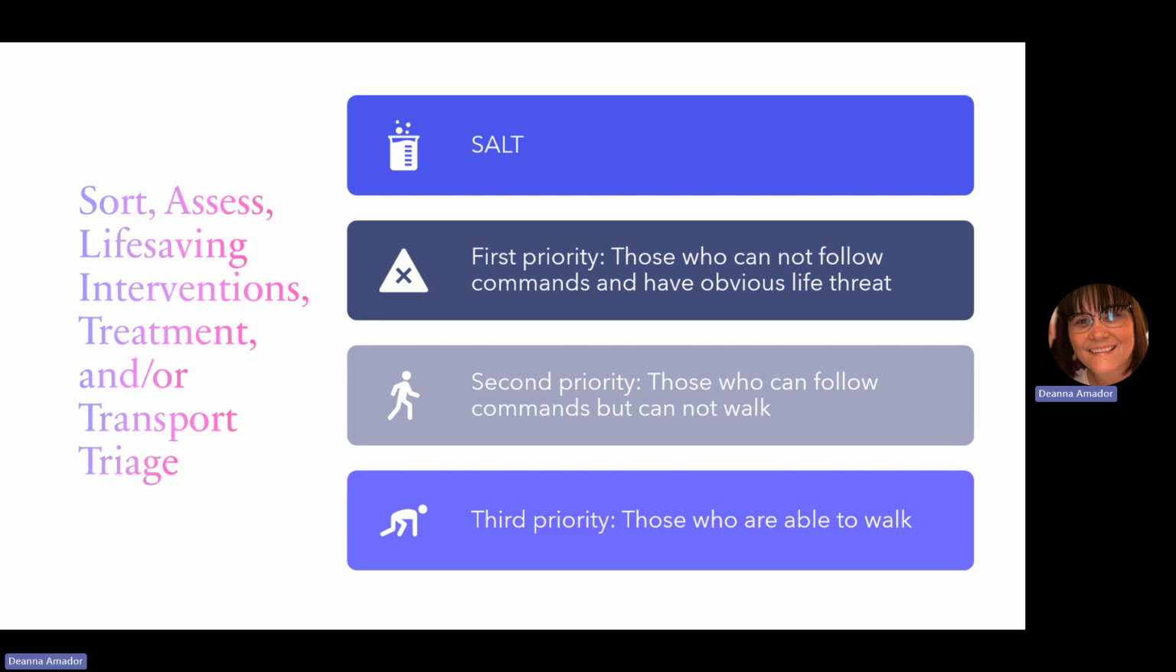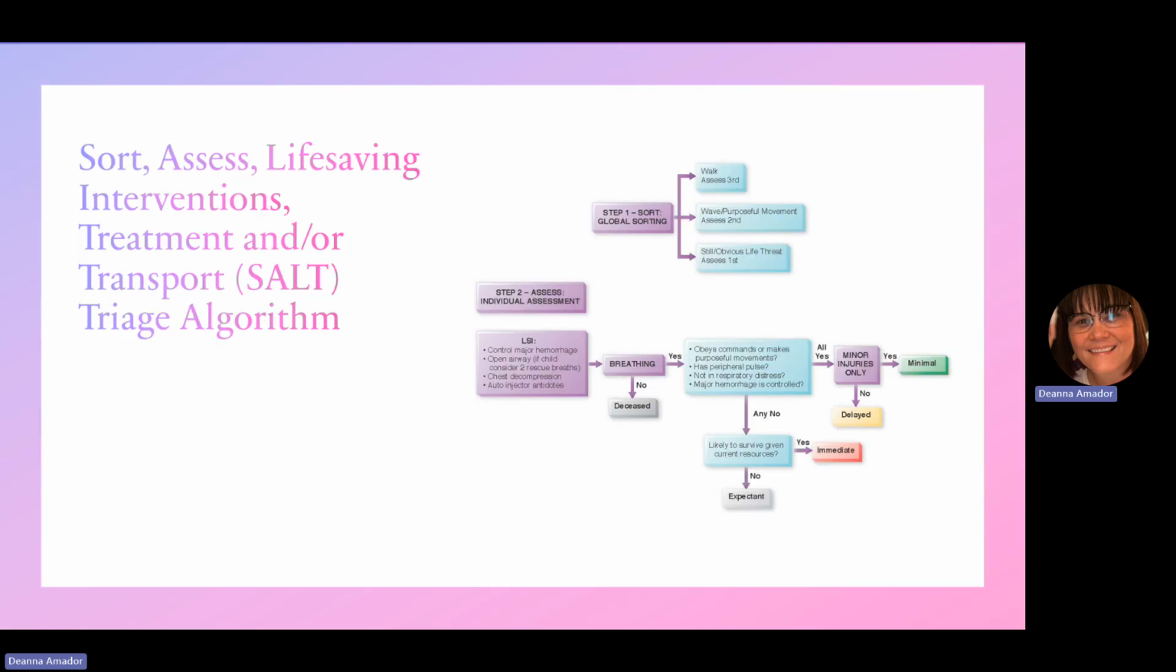So again, this next slide shows the algorithm and gives a little bit more in depth on it for the SALT method. But with the SALT system of triage, the way that this is different from other triage systems is that there's a gray or expectant category. This category means that the patient may have a life-threatening injury, but current resources are not available to meet the need.